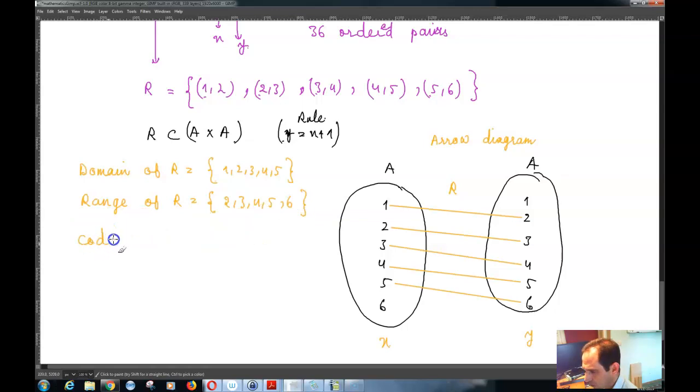And the codomain of R is basically all of the elements of the second set, which is 1, 2, 3, 4, 5, and 6, which is the same thing as set A. So the domain is 1, 2, 3, 4, 5. The range is 2, 3, 4, 5, 6. And the codomain is 1, 2, 3, 4, 5, 6.